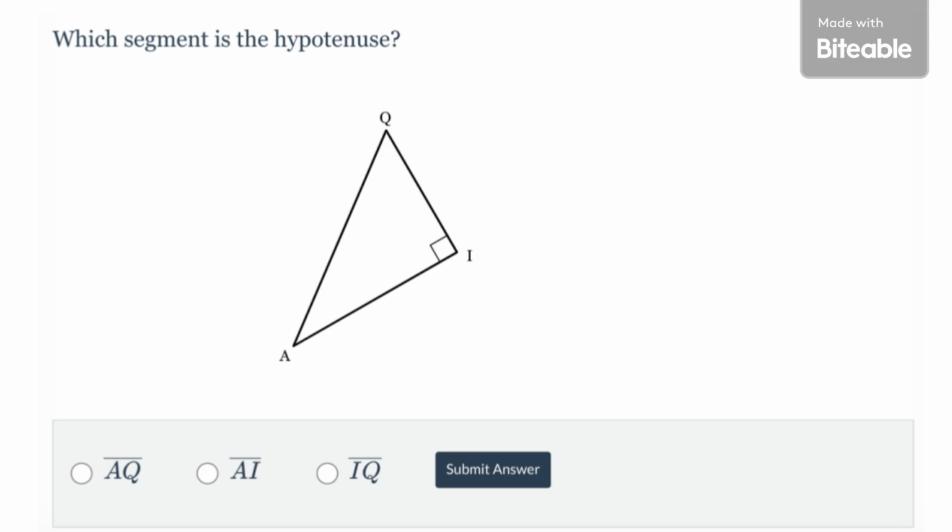On the next question, it's asking us which segment is the hypotenuse. By segment, we're talking about the sides of the triangle. Recall that the hypotenuse can be found across from the 90-degree angle, which is marked by the small square. If you visualize an arrow pointing directly across from that square, you'll see that the hypotenuse, or the longest side of this triangle, is AQ. So that is our answer.